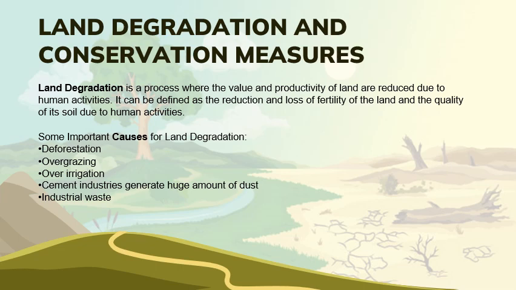Number one is deforestation, that is cutting down of trees. Second is over irrigation, that is giving too much water to the land, which makes the land alkaline or saline. Third, a lot of dust is thrown on the land because of the cement industries, making the land unfit for cultivation. Industrial waste which is thrown out on the land, and overgrazing are a few other factors that contribute to land degradation. So how can we save our land from this?